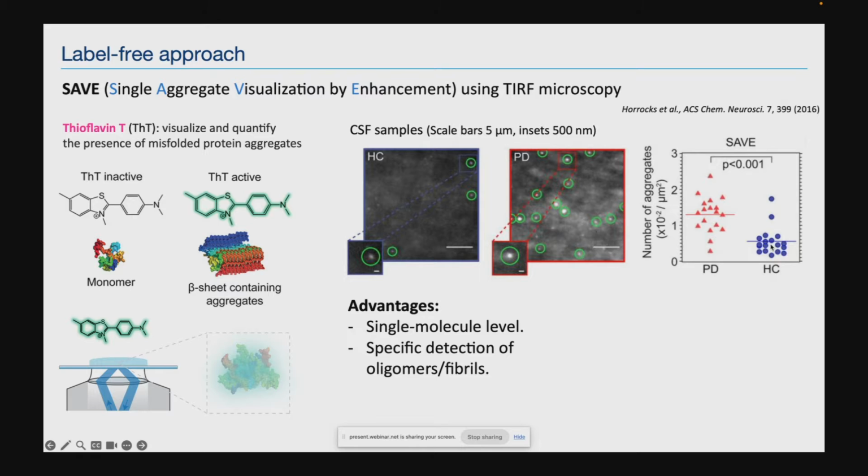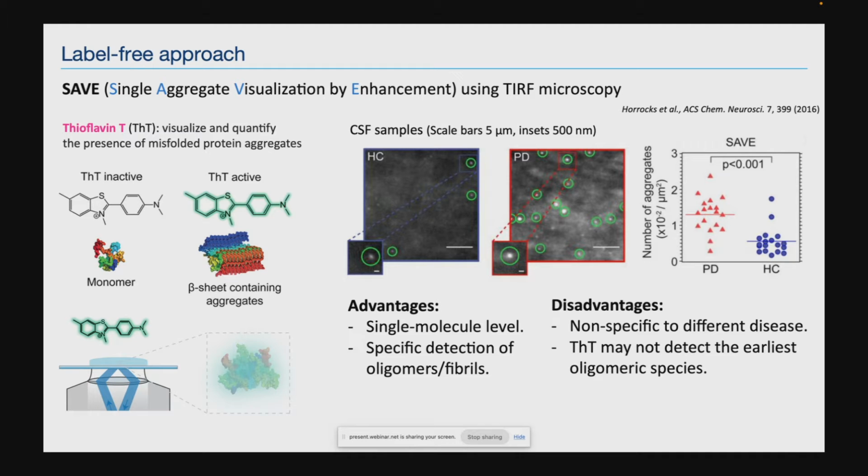So the advantages of this technique are that we can visualize these proteins at the single molecule level. We can specifically detect oligomers and fibrils and not see the monomeric protein. And we can also visualize these oligomers in biological samples and not have to label the sample of interest or the protein of interest.